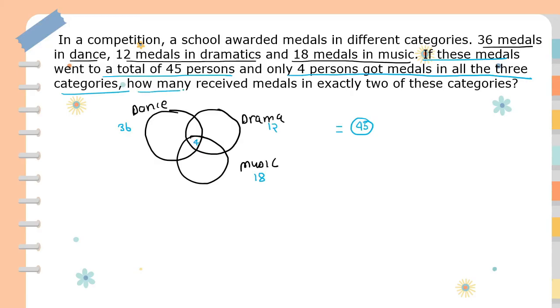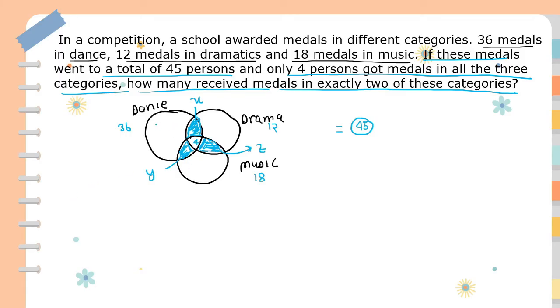It is asking how many received medals in exactly 2 of these categories. So exactly 2 means this portion, and this portion, and this portion. So let us assume this portion is x, this is y, and this is z.